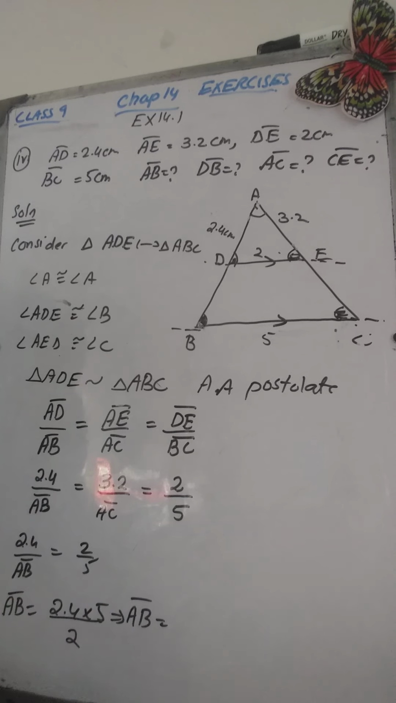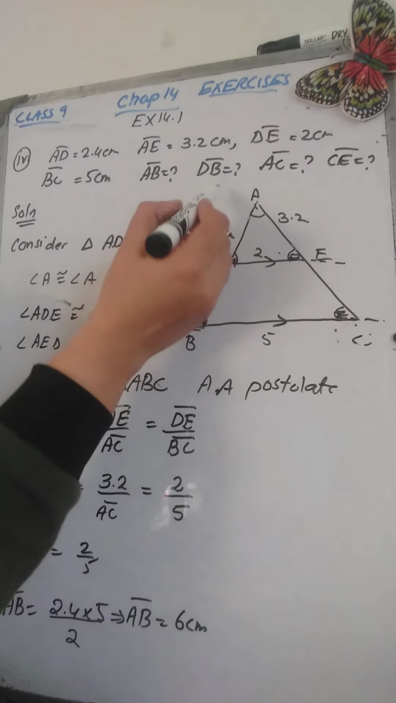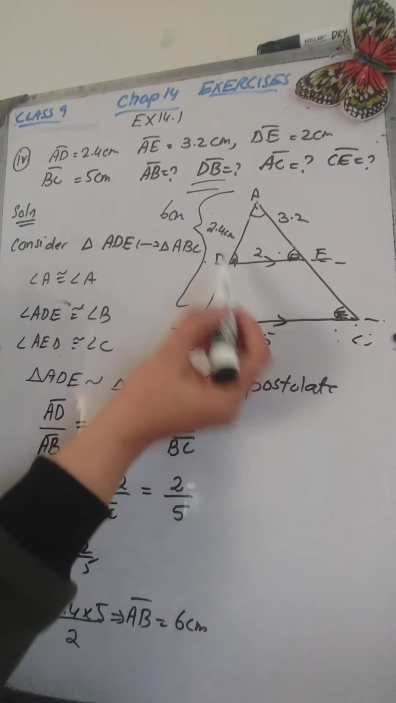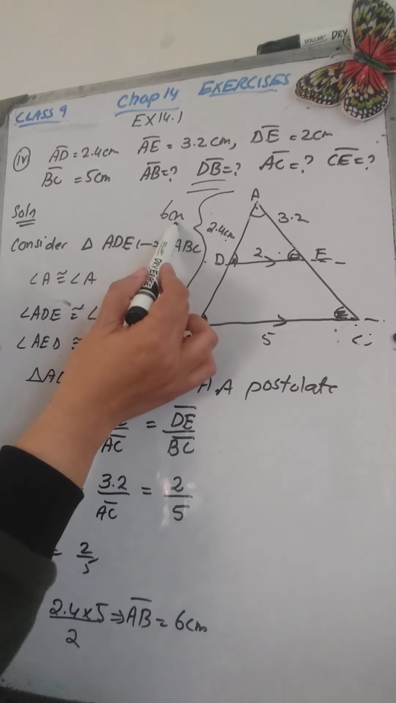Shifting 2 to this side, 2.4 into 5 divided by 2. This will give us AB to be equal to 6 centimeter. Now if AB is equal to 6 centimeter, then we can find BD. How? By subtracting 2.4 from 6.